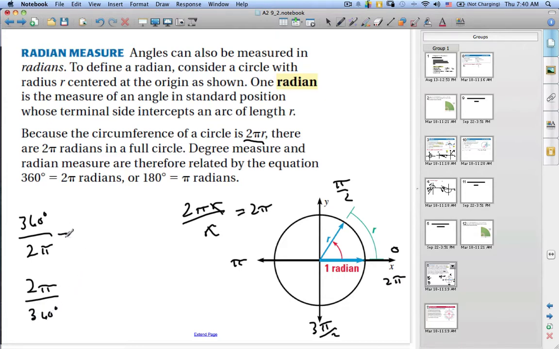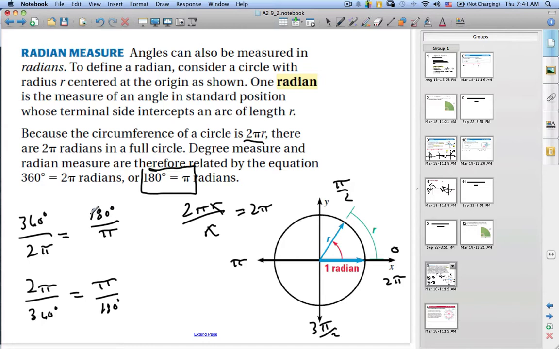And when we simplify it, we get this right here. 180 degrees equals pi radians. So my ratio is 180 over pi, or pi over 180. And your guide for which of these to use to convert is by what's in the denominator.